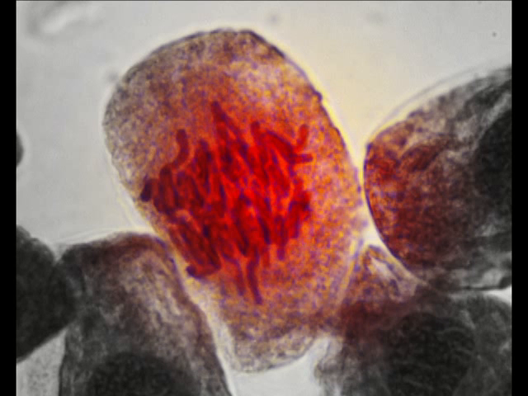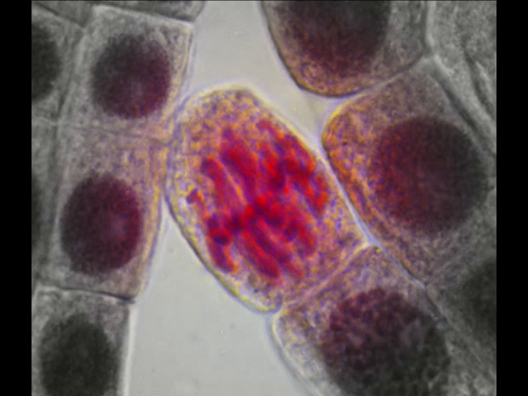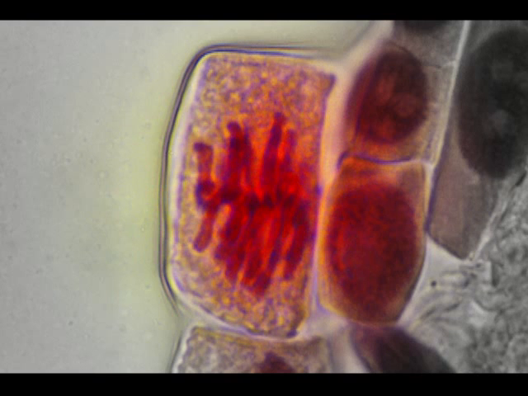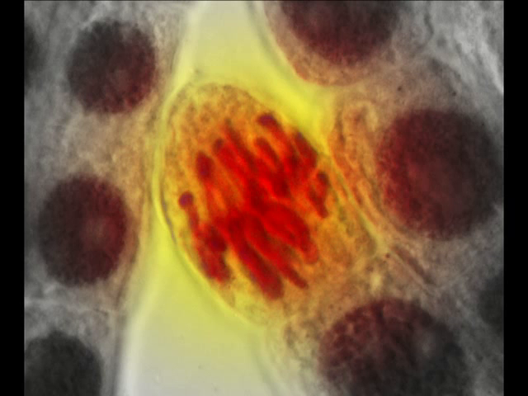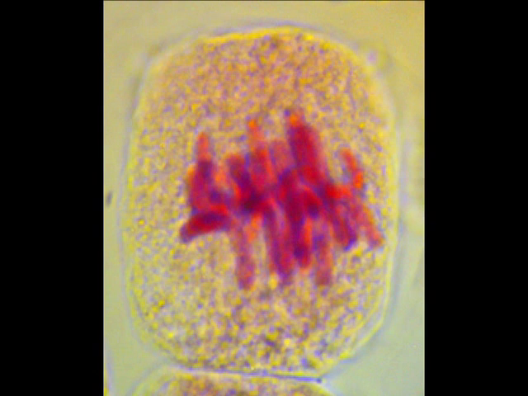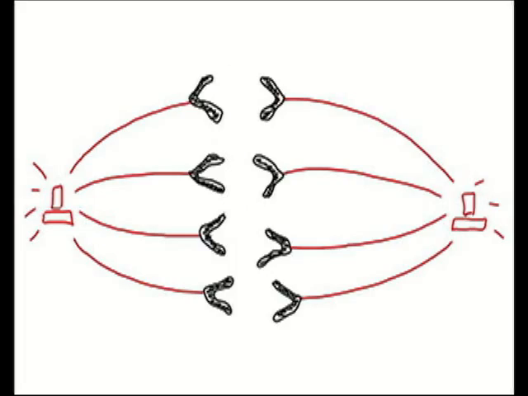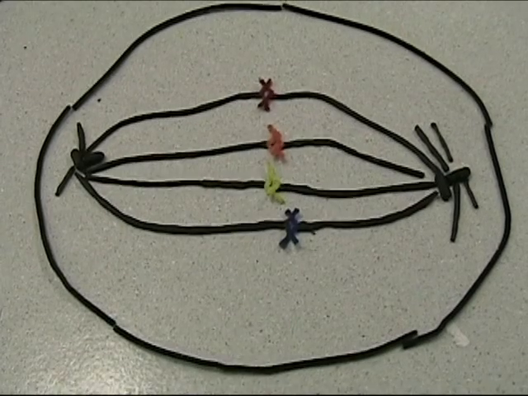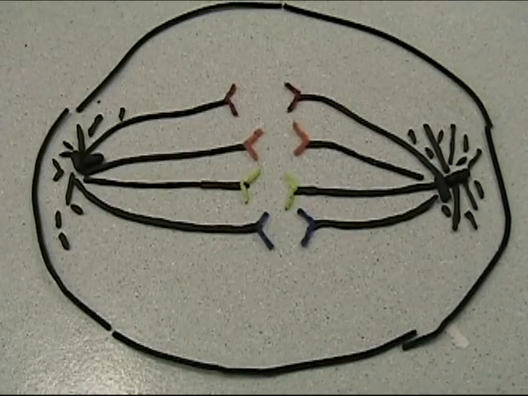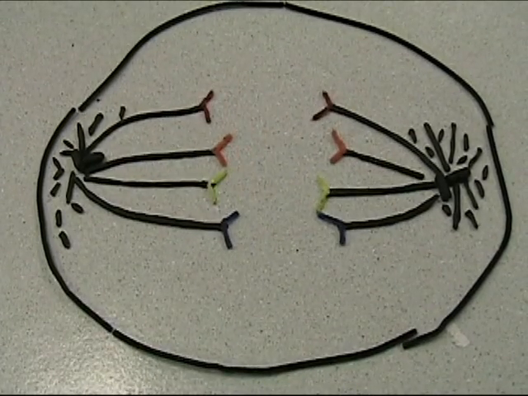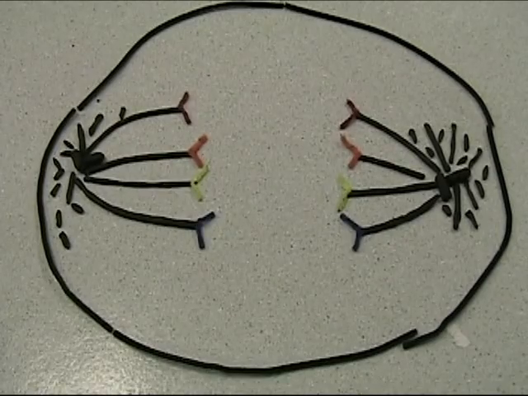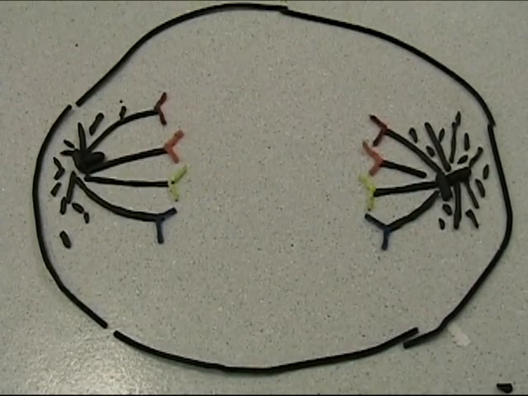Here we see several cells in the line-up stage of mitosis. The third stage of mitosis is the separation stage. The duplicated chromosomes separate and move to opposite sides of the cell. This, of course, will ultimately result in two cells with identical sets of chromosomes.